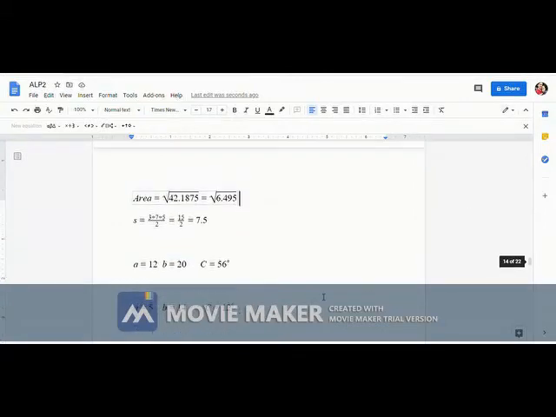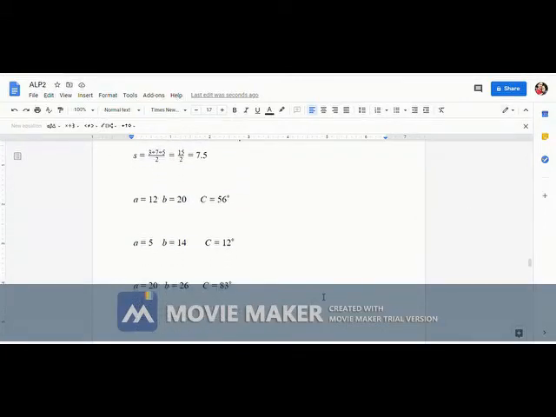Alright, now that we've done that a couple times, we can now combine it with the law of cosines and use those two together to find the area of triangles. So if we have two sides and the included angle, we can use the law of cosines to find that third side, and then use the three sides and Heron's formula to find the area.